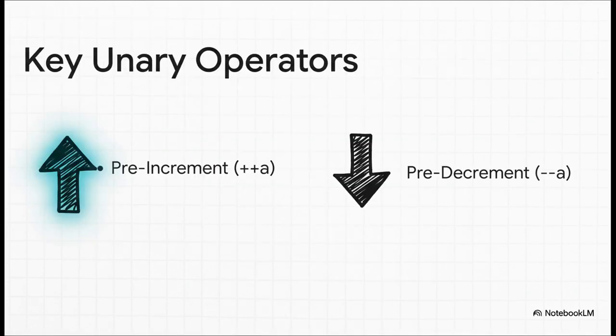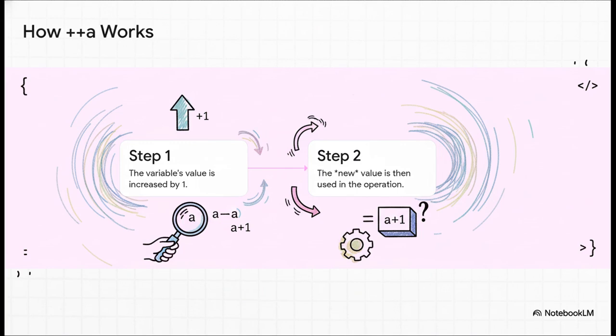The 2 big ones you're going to run into all the time are pre-increment and pre-decrement. All they do is add or subtract 1 from a variable. To really see how they work, let's just focus on pre-increment for a second. Now, the order of things here is absolutely critical. With pre-increment, the value is increased by 1 first, and then that new updated value gets used in whatever you're doing. That timing, that tiny little detail, can make a huge difference in how your code actually works.